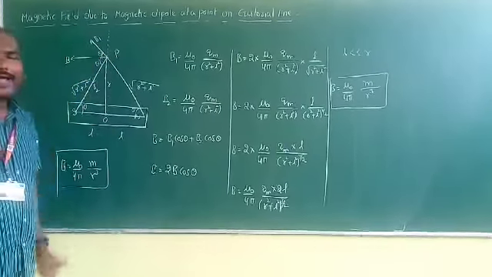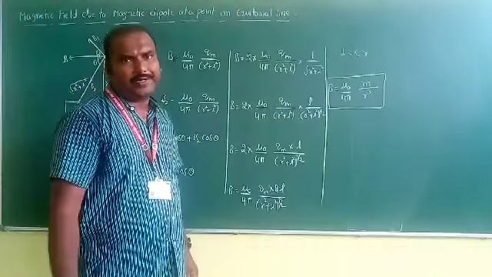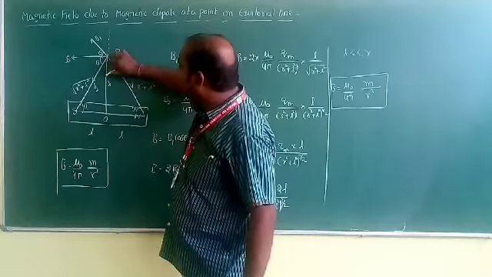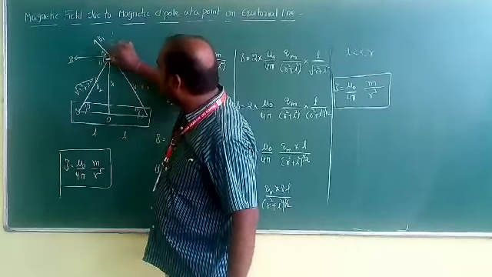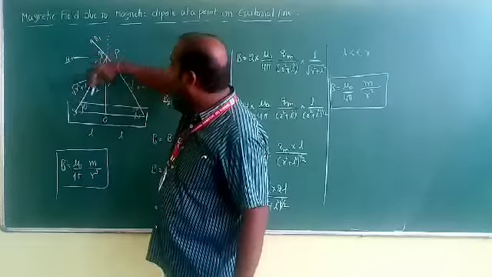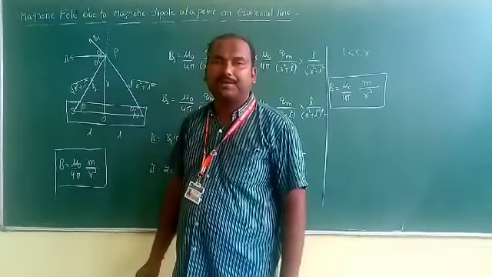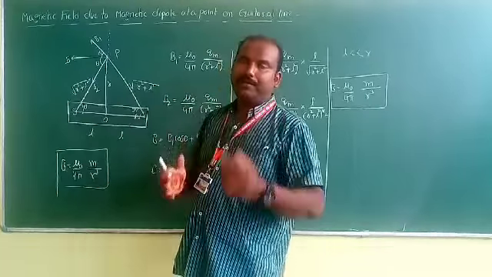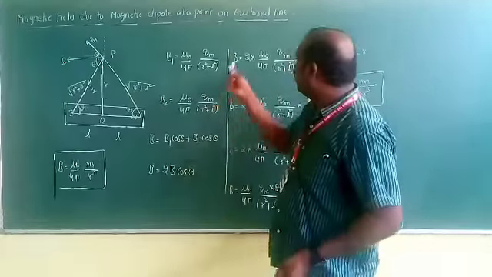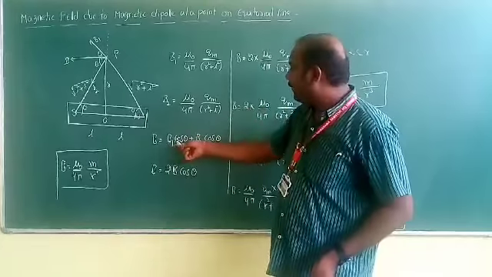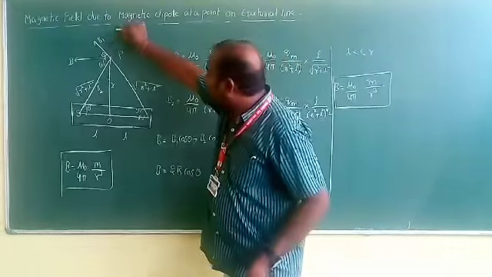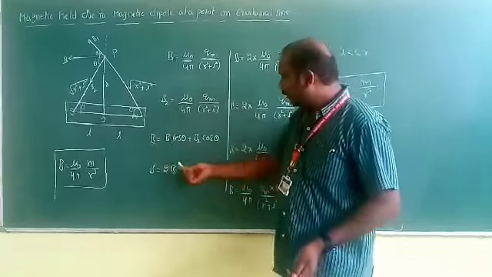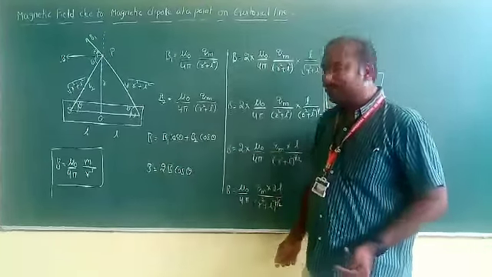Now I can resolve B1 and B2 into components. What are the components? This is B1 sin theta, this is B2 sin theta, and here is B1 cos theta, and here it is B2 cos theta. Both the B1 cos theta and B2 cos theta are in the same direction, so we have to sum up both the terms. Then we get the net magnetic field. But B1 sin theta and B2 sin theta are equal and opposite, so they cancel each other. That is the reason B is equal to 2B cos theta.